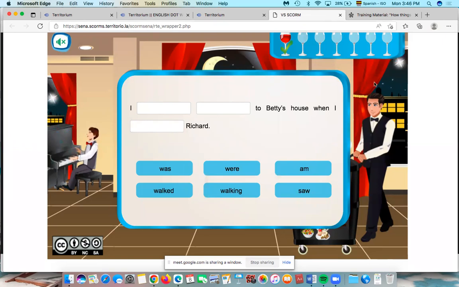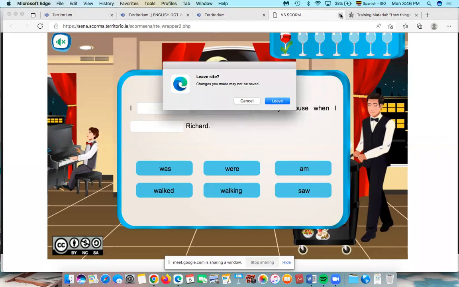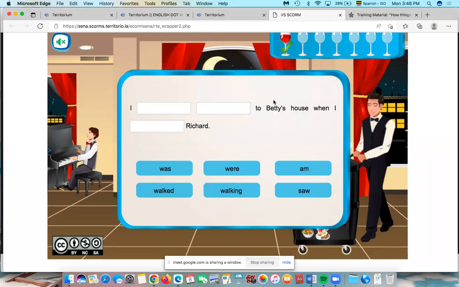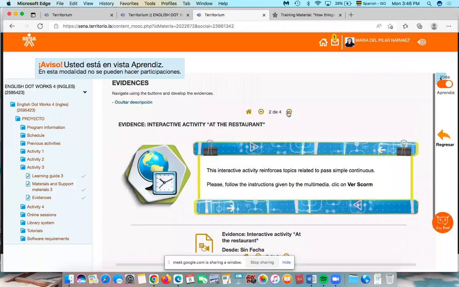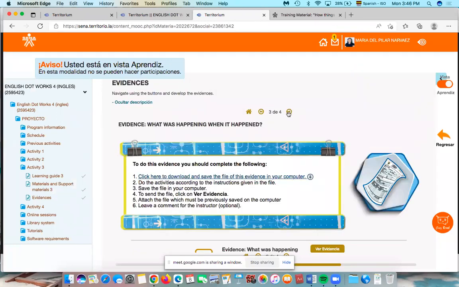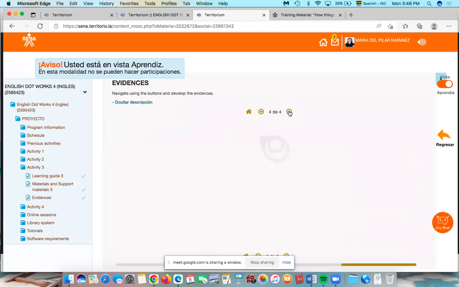Make sure that you go until the end, that you work it out until the end. If you close it, just like I'm doing right now, your grade will not be saved. I suggest that you take a screenshot at the end in case the platform doesn't save it. Les sugiero que saquen una captura de pantalla al final de esta actividad, en caso de que haya algún error al guardar en la plataforma, pasa a veces con estas actividades interactivas.